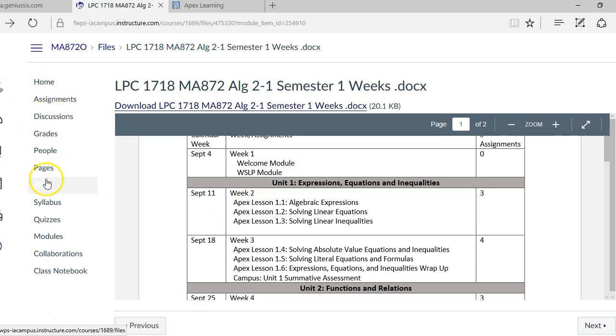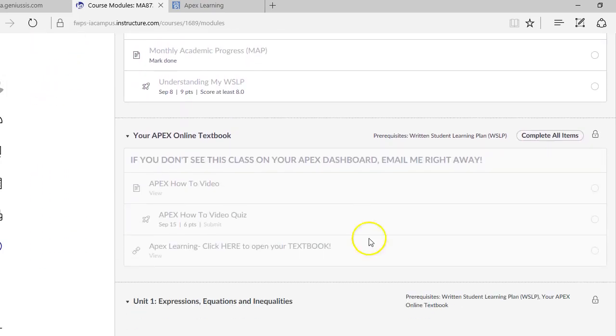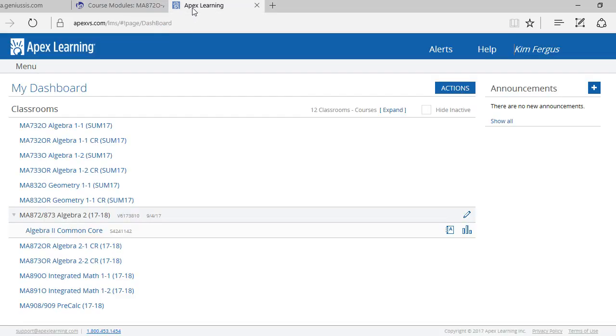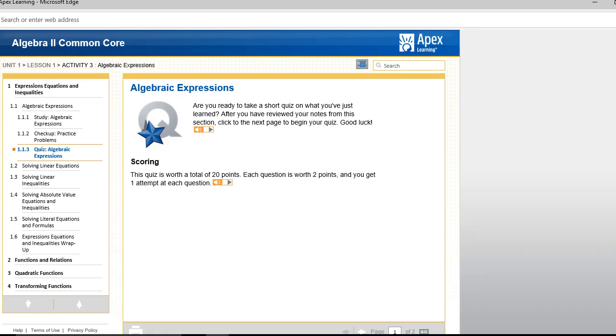To get on to your Apex class, your Apex math book, it's in modules. You're going to scroll down. Once you've completed all the prerequisites, you're going to notice right here, Apex Learning, click here to open your textbook. It will open up and you will find your math class. Once you're in Apex, click on your math class and up pops your math book. So this is your math book for this course.